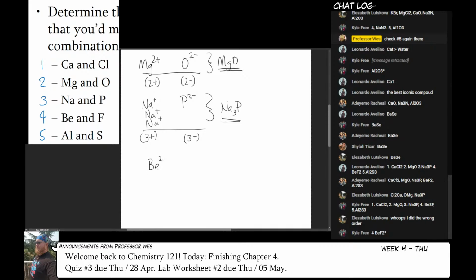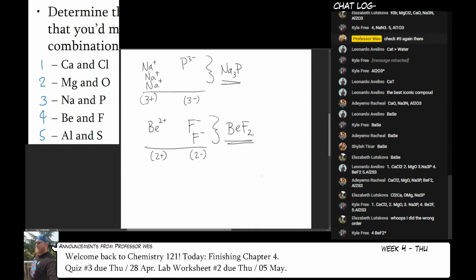Do not eat. So there's beryllium and then fluorine. I need more negatives to balance out my +2, so we'll just do this. Those balance, so we can write the formula. Remember, the formula is just how many you have. Just write it down. I have a beryllium and 2 fluorine, so we'll write that.